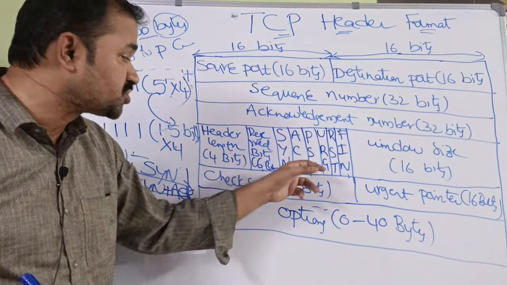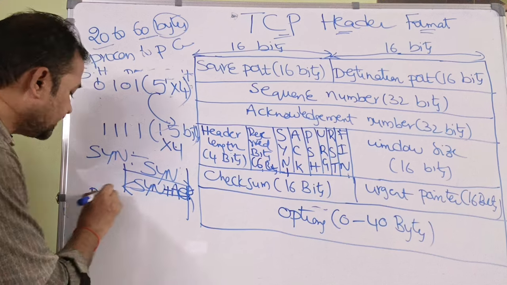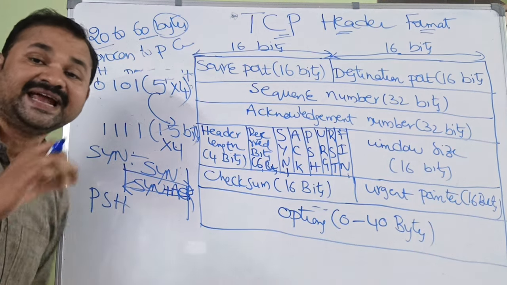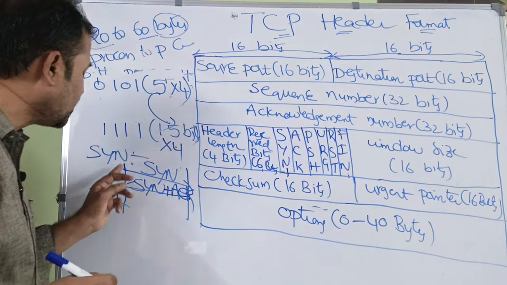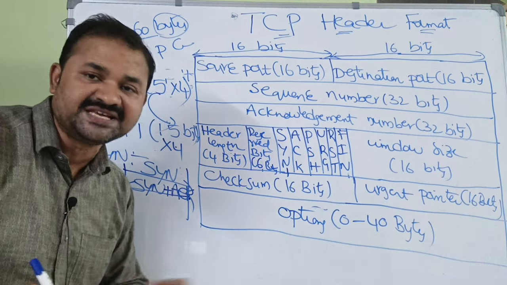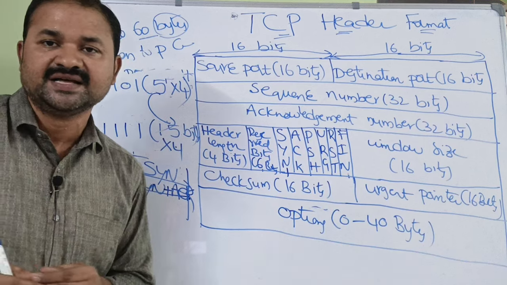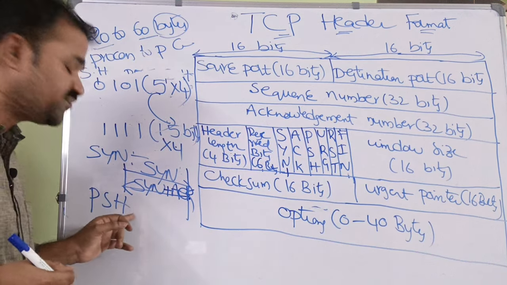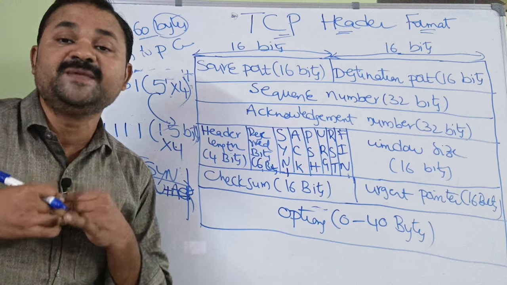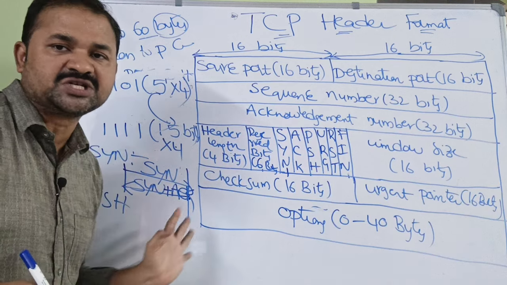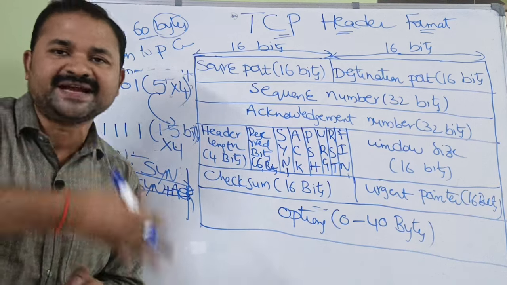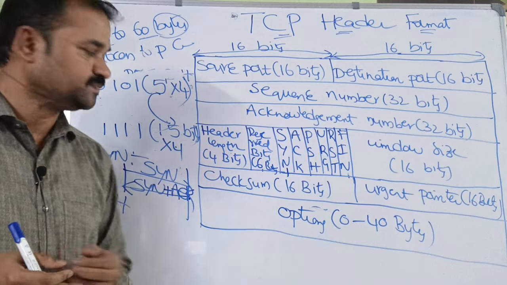Next one is push, PSH. It is useful for sending the data. So let the sender want to send a byte or a segment to the receiver. Then this PSH flag, the push flag, will be set to 1. So push stands for pushing some data to the receiver.